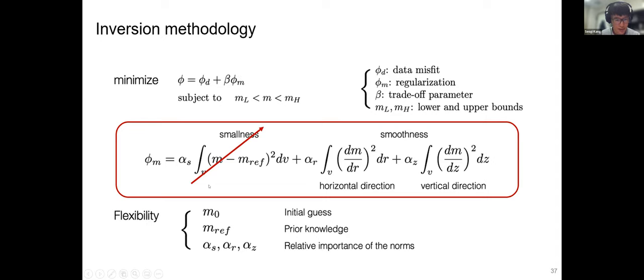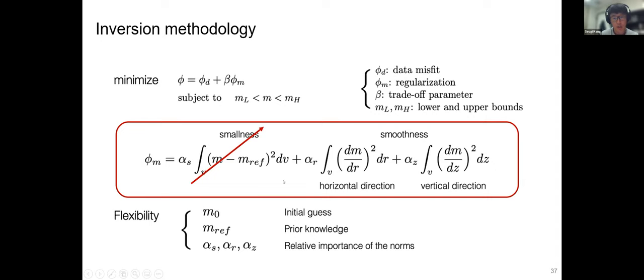And the regularization is composed of two terms, smallness and smoothness. The smallness term means we want a model that is close to a reference model. The smoothness means that we're assuming the resistivity value in space, in the horizontal direction and vertical direction, changes smoothly. And there are a few flexible parameters. By adjusting these parameters for each regularization term, the resulting image of the subsurface can be different. Okay, that's the inversion methodology.